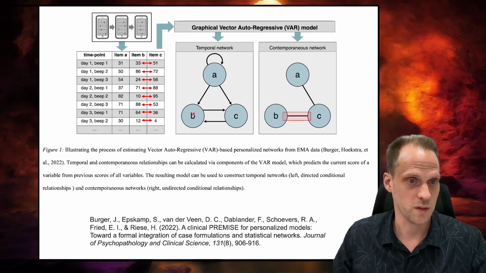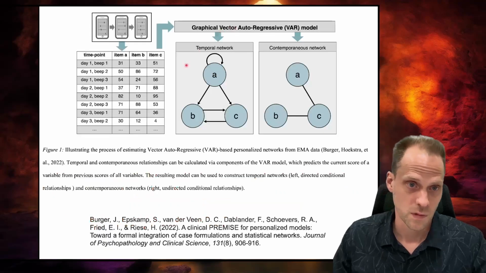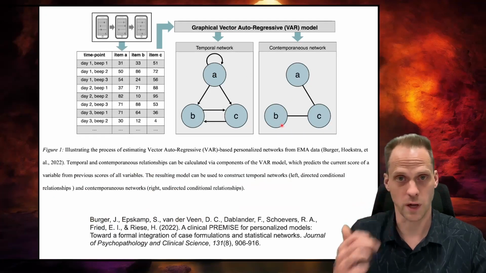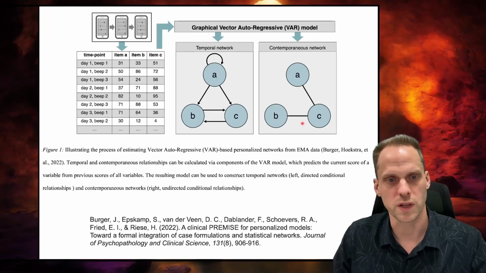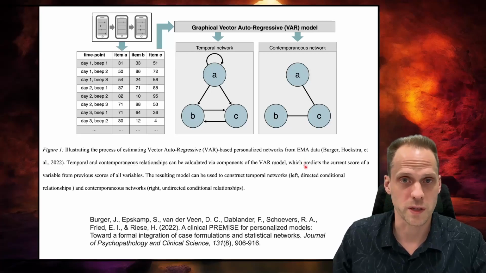So maybe we measure people, let's say, at 9, 10, 11, 12, 1, so 4-hour time differences. And maybe there are some effects that are simply faster than that 4-hour window. Those we can then capture in this contemporaneous network. I'll talk a bit more about that later as well.